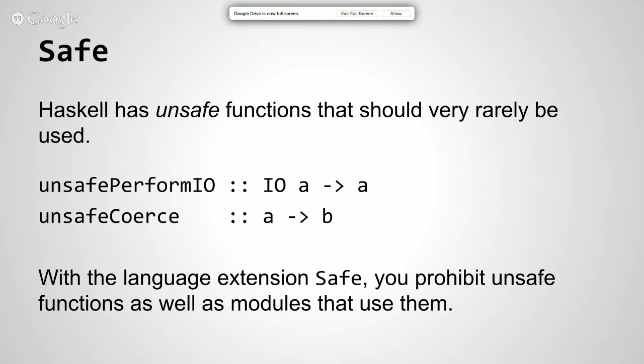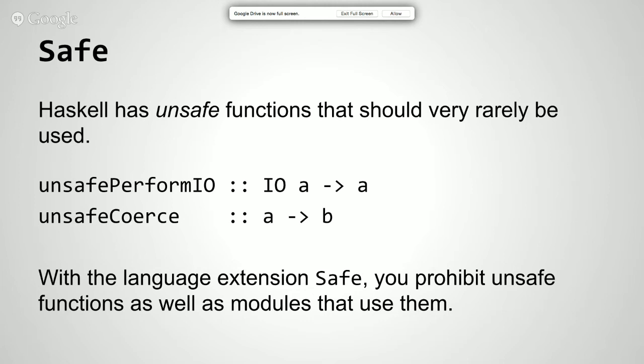We have safe, which blocks unsafe behaviors. Unsafe perform IO is a function that takes an IO of A and returns an A. You might ask, why would you use this? The answer is you almost never should, but there are cases. Usually it's when you're working with APIs and combining functions in a way that the type checker can't prove is side effectless, but you know that it is. But you should never, ever, ever use unsafe perform IO on something that does have side effects.